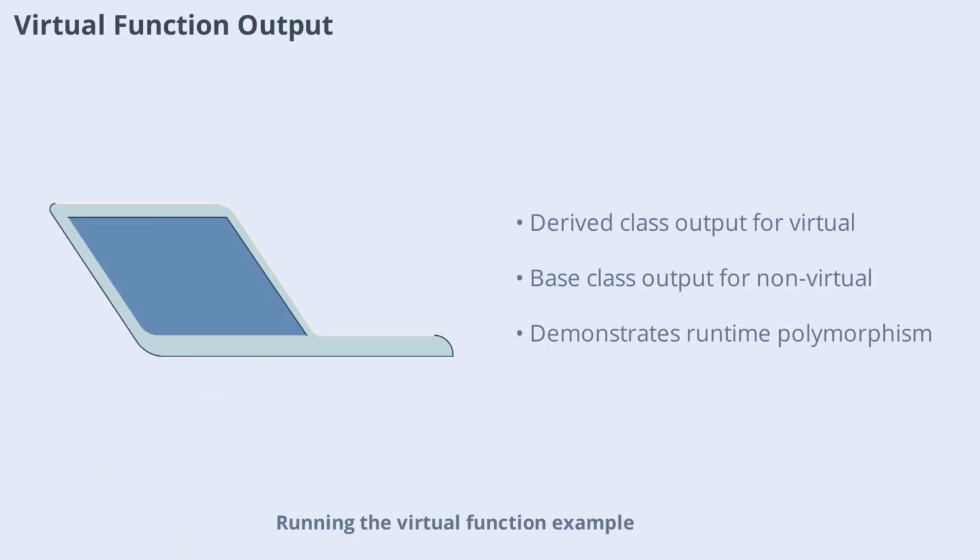This highlights the difference between virtual and non-virtual functions. Running the virtual function example, you'll see that print outputs "print derived class", while show outputs "show base class". This is because print is virtual and resolved at runtime, while show is resolved at compile time. This distinction is crucial for understanding how polymorphism works in C++.